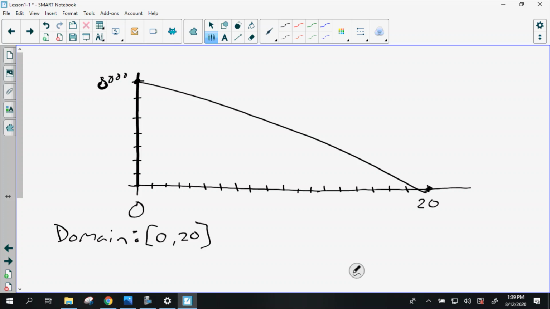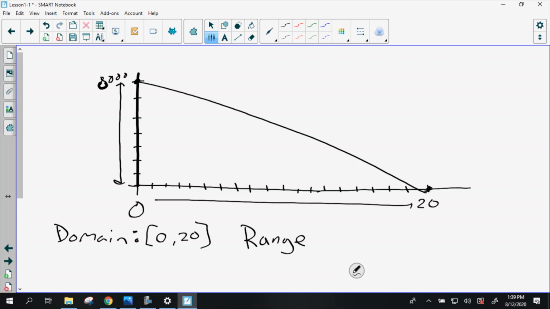So that was our X values. We're looking at everything that X can be. Let's go ahead and look at everything that Y can be. That's our range. And it's weird because we're going to kind of put it backwards because we need to put our lower value first.